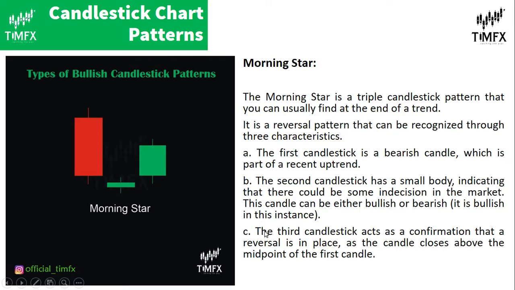So the last characteristic is that the third candlestick, which is this one, acts as a confirmation that a reversal is in place, as the candlestick closes above the midpoint of the first candlestick. So this is the midpoint of the first candlestick. It opened there and closed above. So this means that an uptrend or a reversal pattern is evident.